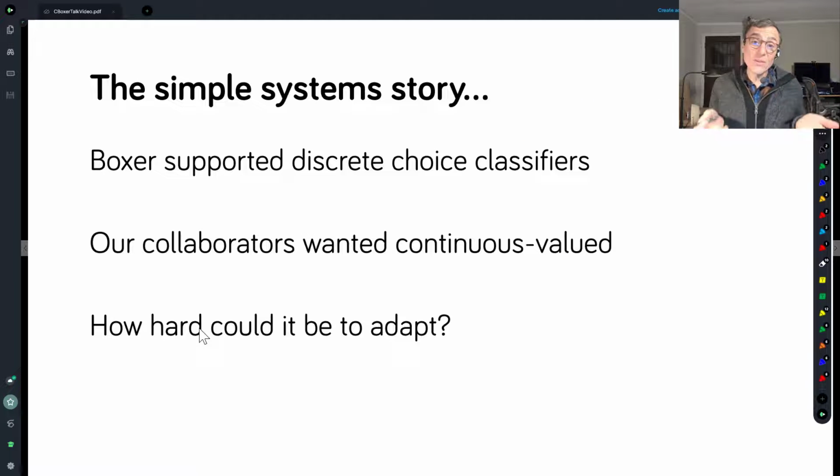So the simple story for this paper might be to say, well, all of our collaborators actually wanted to deal with continuous problems. They didn't want our discrete system, so we had to extend our system to handle the continuous data.